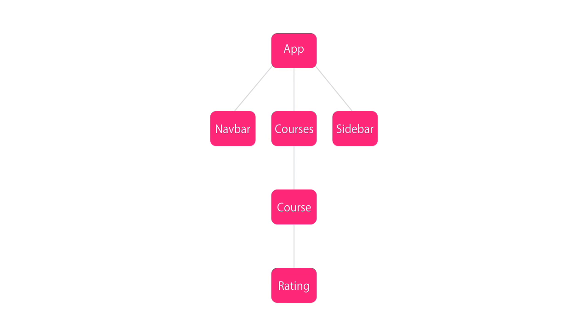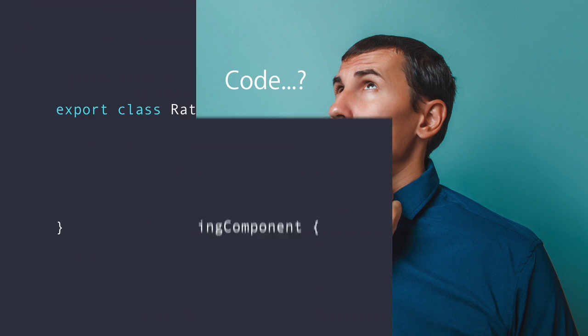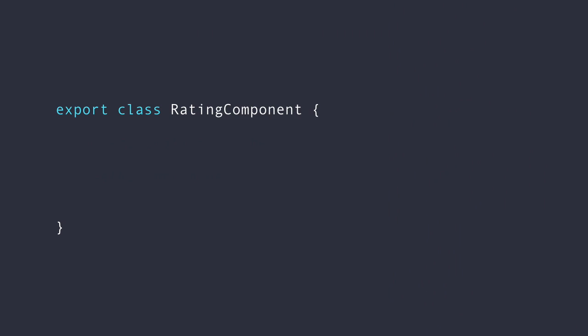For example, we can reuse this rating component here in a totally different application. Now you might be saying, look Mosh, I understand what you're saying about components, but what are these components really like in the code? A component is nothing but a plain TypeScript class. So just like classes in other programming languages, it can have properties and methods. These properties hold the data for the view, and the methods implement the behavior of the view, like what should happen when we click a button.